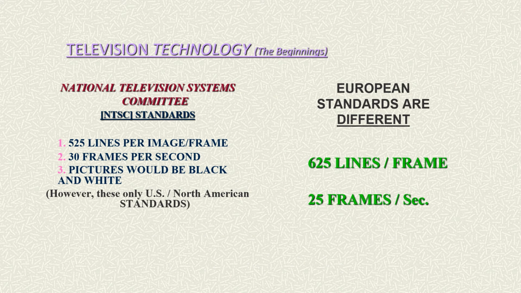European standards, on the other hand, are different. European standards developed on their own, particularly pre-World War II, while American and North American standards are 525 lines of resolution per frame. In Europe, it's 625 lines, and where there are 30 frames per second in American standards, in Europe it's 25 frames per second. This is basically what's known as the PAL system, P-A-L.